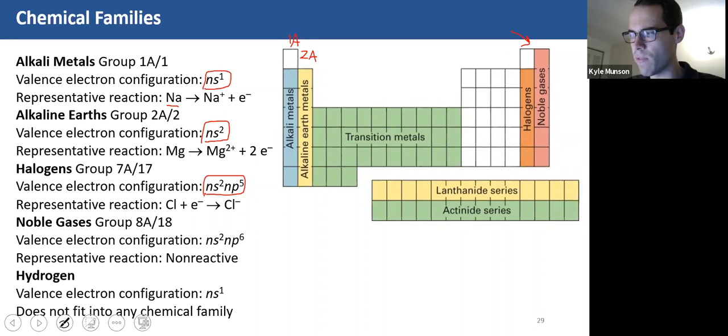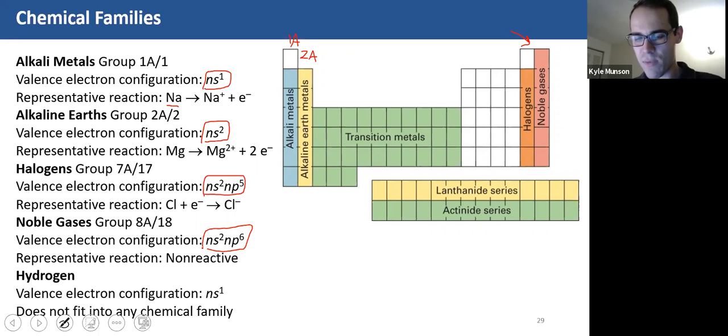The noble gases are over here. These guys have ns2 np6 configurations. They have the full 8 electrons there. And so they don't have any representative reactions. They're happy just the way they are. They're non-reactive. So they're noble. They don't like to change or to react or anything like that, okay? They don't like to mix with the other elements, I suppose, for better or for worse, but they're the noble gases, okay? So they have no representative reactions.